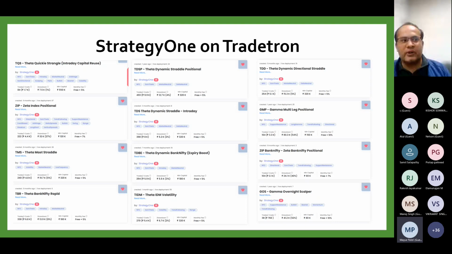Okay. You can just search by strategy one and you will get everything. So you can take a screenshot of this. You can search by the strategy names. You can search by the company name, strategy one. You can come to our Telegram channels. It is again by strategy one. So you'll get all the information from there.